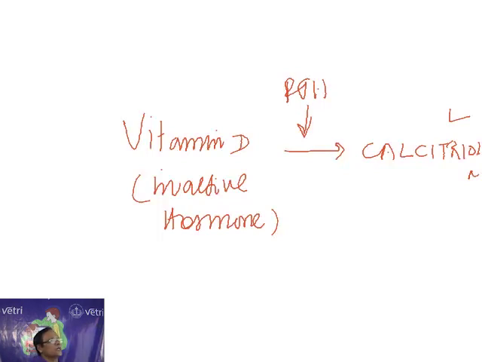Once activated, calcitriol enhances the absorption from the intestinal tract and promotes synthesis in the body. The absorption from the intestinal tract from the digested food is brought about by calcitriol, the active hormone of vitamin D. So inactive vitamin D is converted to calcitriol because of parathormone. This is what is happening.